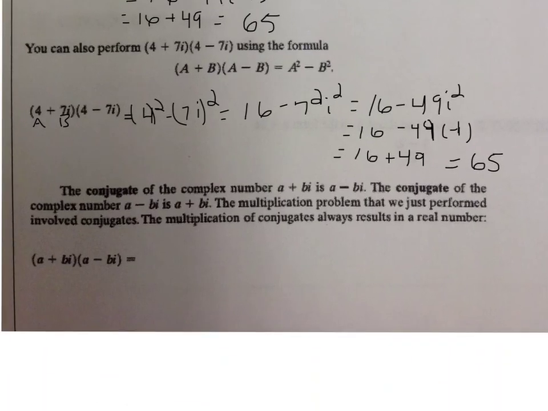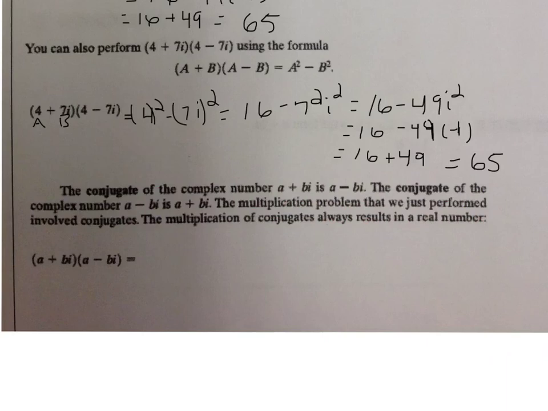It says the conjugate of a complex number a plus bi is a minus bi. The conjugate of a complex number a minus bi is a plus bi. So if it's minus, the conjugate's plus. If it's plus, the conjugate's minus. The multiplication problem that we just performed involved conjugates. The multiplication of conjugates always results in a real number, and we're going to figure this one out.